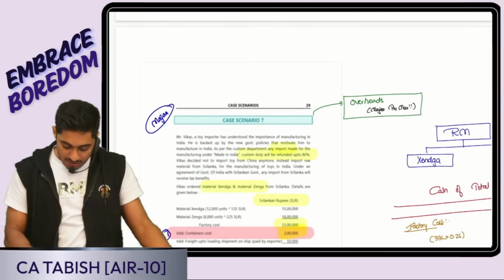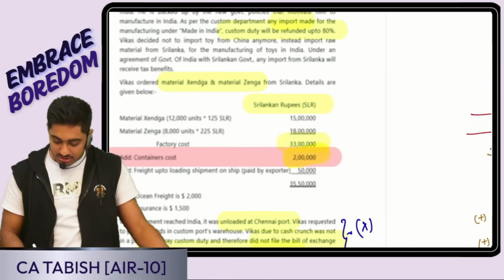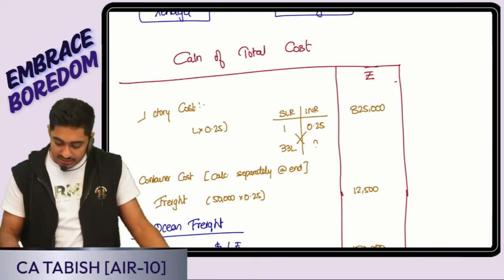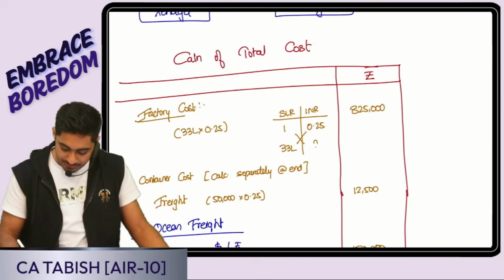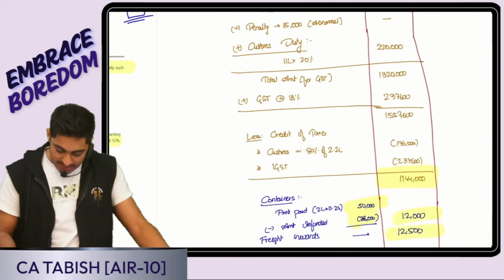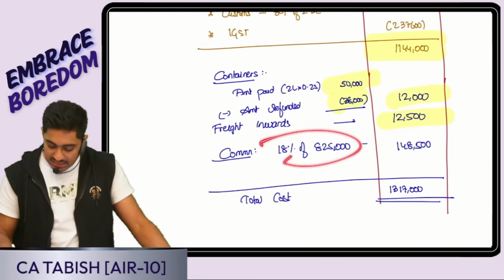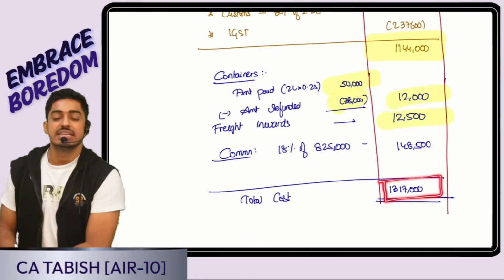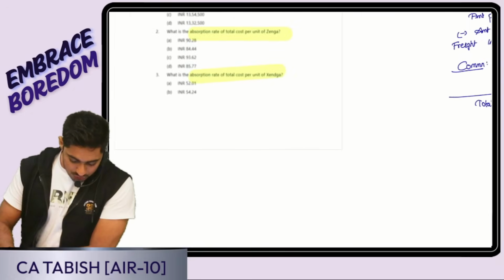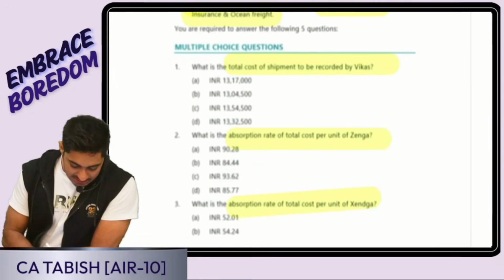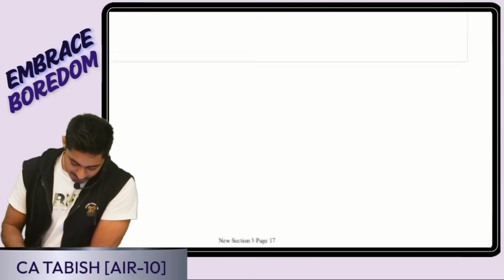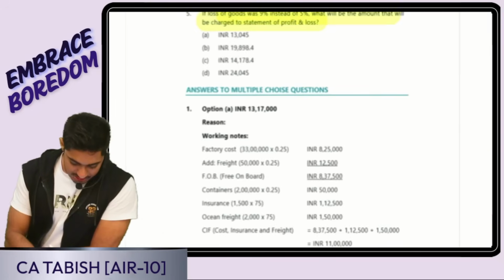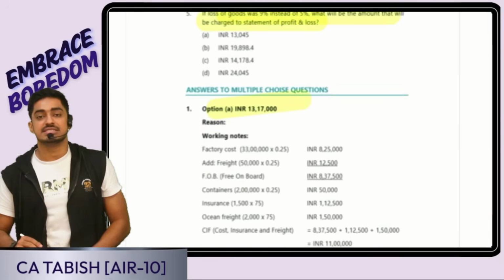Factory cost is the basic material cost. Yes, that I have calculated here, which is 8,25,000. So on 8,25,000, 18% commission also I charge. Yes, 148,500. I add all of this, I will get the amount of 13,17,000. Yes or no? So the total cost is going to be 13,17,000. Option number A. Yes, option number A. Till here, is this clear?